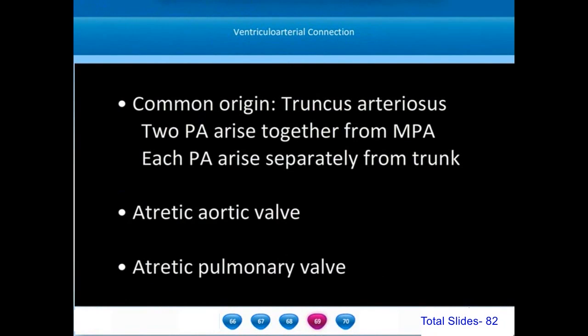While analyzing the ventriculo-arterial connection, we can identify in some of the hearts the two great arteries will have a common origin. This will be referred to as truncus arteriosus. The two branch pulmonary arteries may arise together from a main pulmonary artery as in truncus arteriosus type 1, or the branch pulmonary arteries may arise separately from the trunk as in truncus arteriosus type 2 and 3. The other abnormalities of ventriculo-arterial connections will be an atretic aortic valve and atretic pulmonary valve.